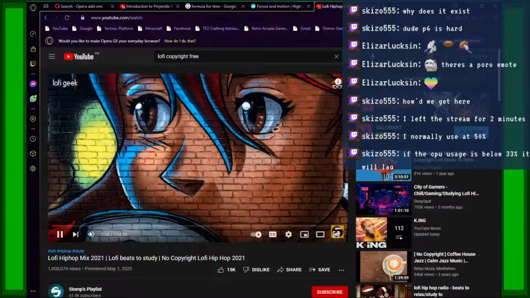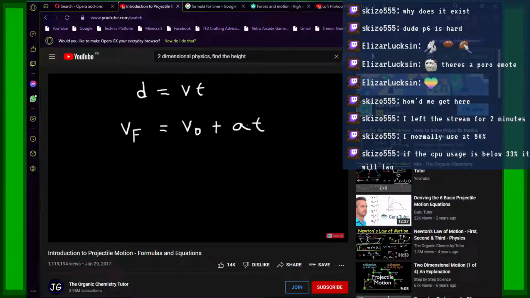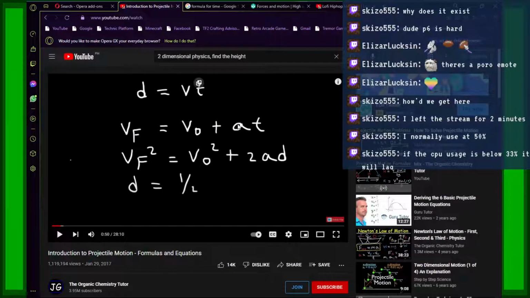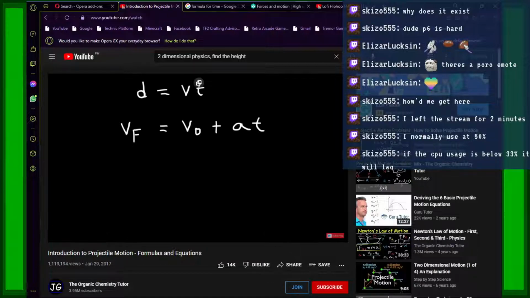The final speed is equal to the initial speed plus the product of the acceleration and the time. There's also this equation. The square of the final speed is equal to the square of the initial speed plus 2 times the product of the acceleration and the displacement. Displacement is equal to the average speed times the time, that is, the initial speed plus the final speed, divided by 2.